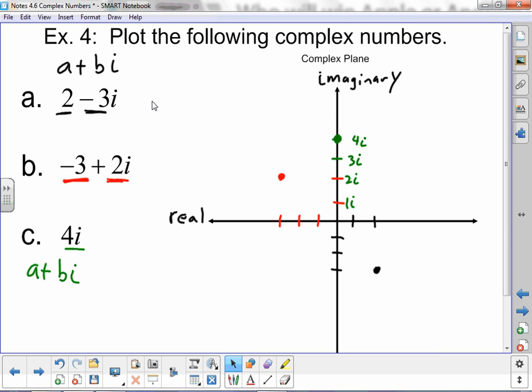Okay, so we just graphed 3 separate points. That's how you would plot a complex number: you would need the 2 number lines, and that's it. So if I ask you to plot a point, that's what you're doing.